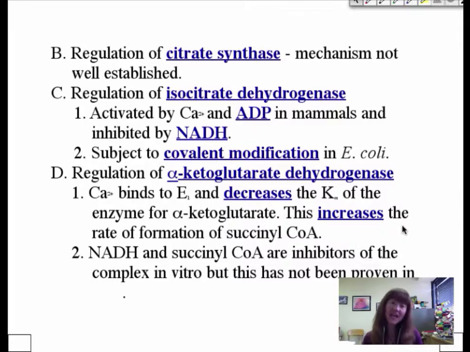Some of the feedback inhibitions that you might think of are also there, because remember again, NADH is a product of that step, and as is succinyl-CoA, both are feedback inhibitors of alpha-ketoglutarate dehydrogenase.